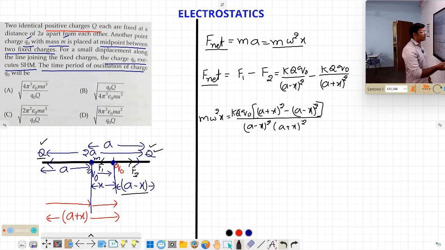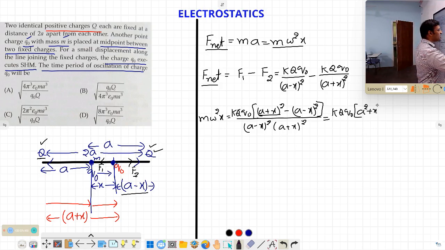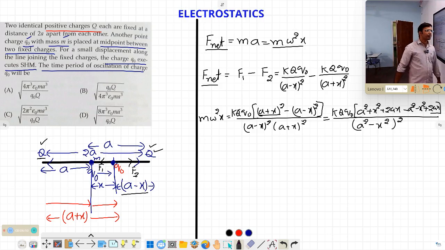Now you have to solve this one. If you solve this, I can write K capital Q small q naught into, in the bracket, this is in the form of (a plus b) whole square. You can expand it. (a plus b) whole square is a square plus x square plus 2ax, minus, this is a square minus 2ax plus x square, and minus of minus gives plus 2ax, divided by, this is in the form of (a minus b) into (a plus b). I can write as (a square minus x square) whole square. (a plus b) into (a minus b) is a square minus b square, that is whole square.